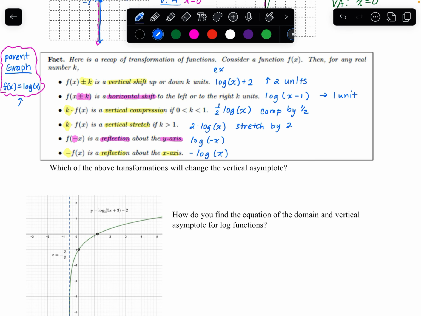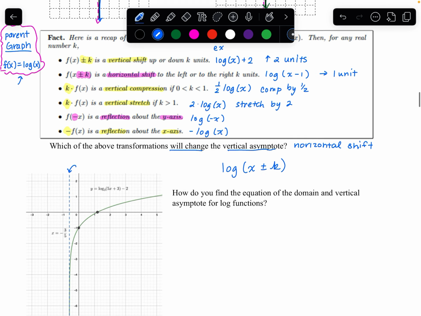So, out of all these transformations, which one will change our vertical asymptote? And that is a shift left or right, so a horizontal shift, right? So we will be looking for functions like log base x plus or minus some value inside. This will be the only type of transformation that will adjust our vertical asymptote.